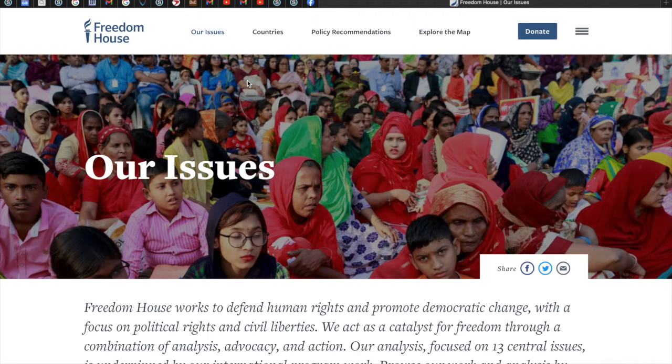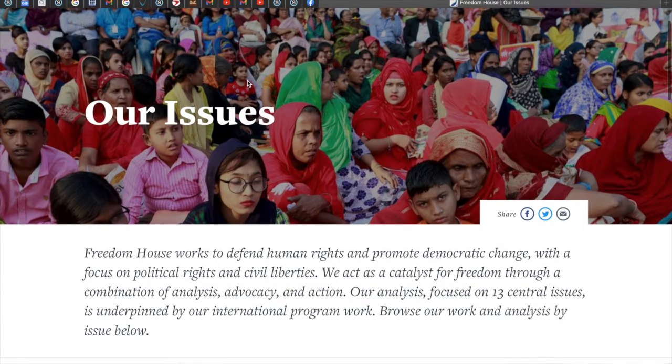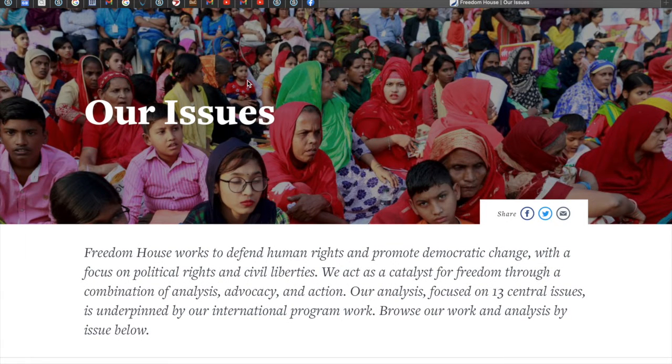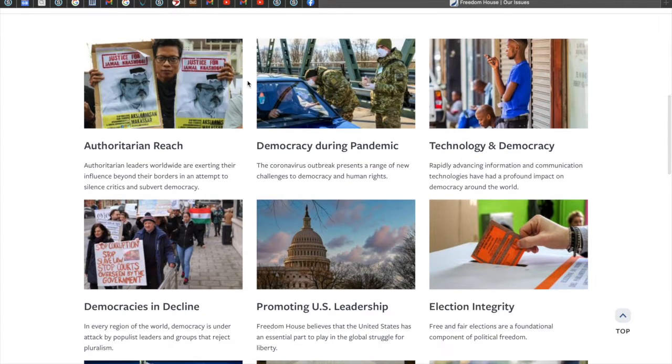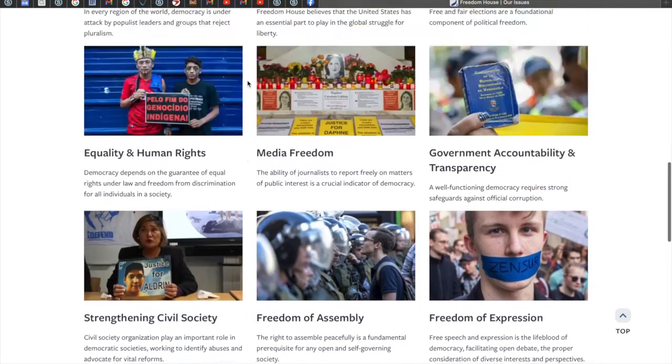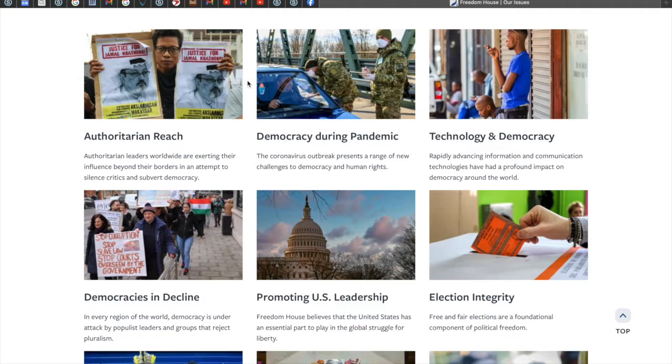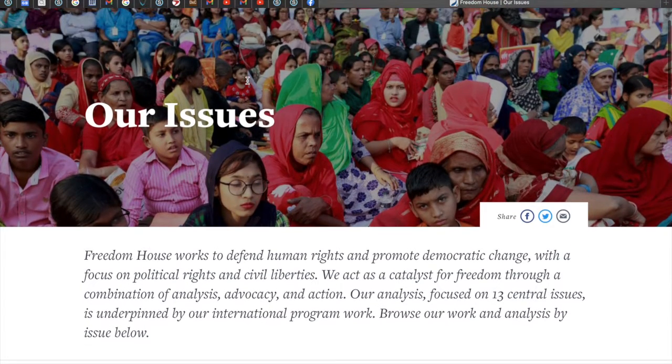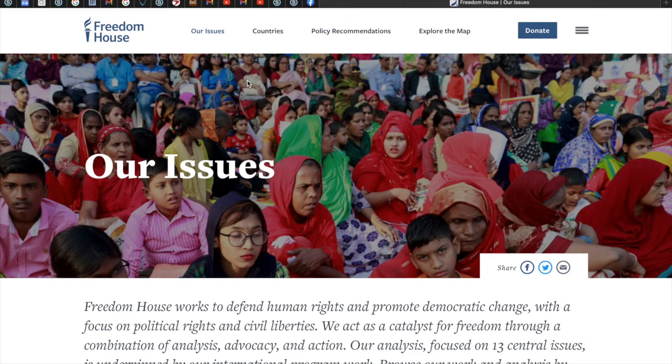Freedom House works to defend human rights and promote democratic change with a focus on political rights and civil liberties. We act as a catalyst for freedom through a combination of analysis, advocacy, and action. Our analysis focuses on 13 central issues underpinned by our international program work. Browse our work and analysis by issues below. So you have all of these issues: authoritarian reach, election integrity, media freedom. Media freedom is a big one. Equality and human rights, freedom of assembly, freedom of expression, religious freedom, democracy during a pandemic. All of these issues are considered when Freedom House does these rankings of countries around the world in regard to their level of democracy. This is fully accepted by educational outlets, by universities and political science departments around the country.